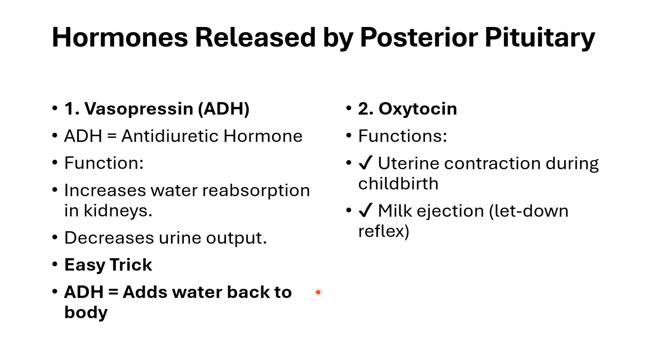The second hormone is oxytocin, and it helps in contraction of the uterus during childbirth. Also, it helps in ejection of the milk so that the milk can be released. So those two are the functions of the oxytocin hormone. Are you clear about it?